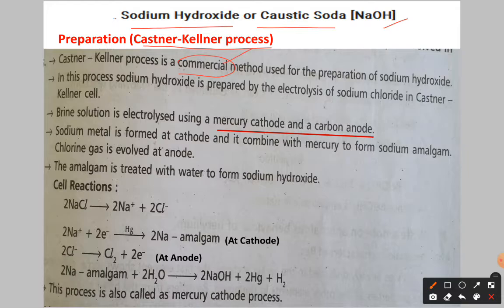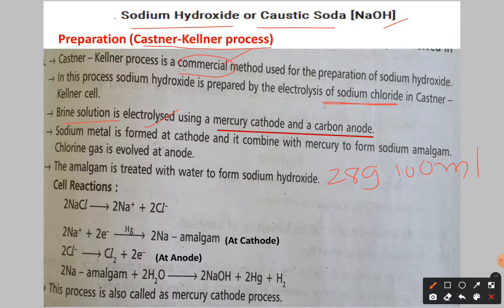So how do you prepare it? In this, you go for the electrolysis of sodium chloride. Once you know electrolysis very well, here the brine solution, we already discussed, what is the brine solution? 28 grams of sodium chloride present in 100 grams of water, or 100 ml of water, that is called a brine solution. Now it is going to be electrolyzed.